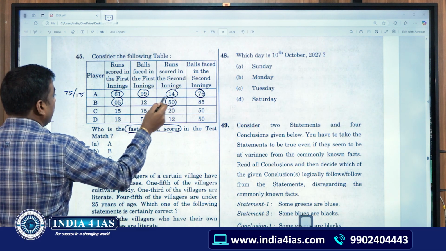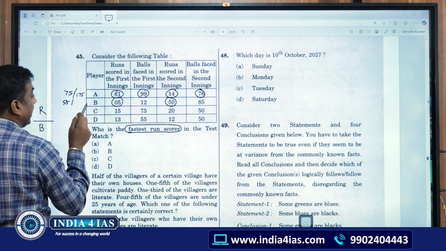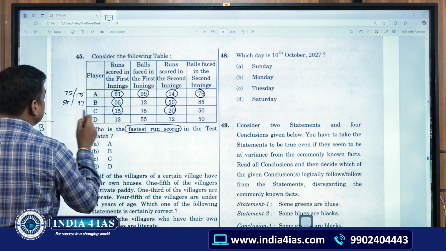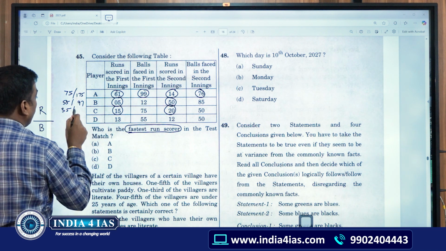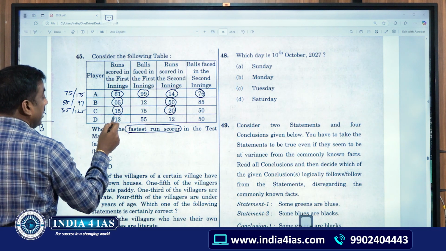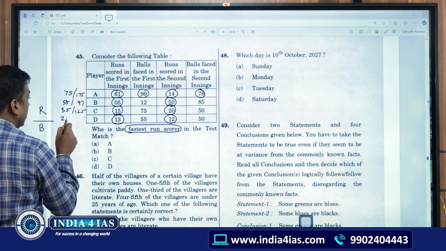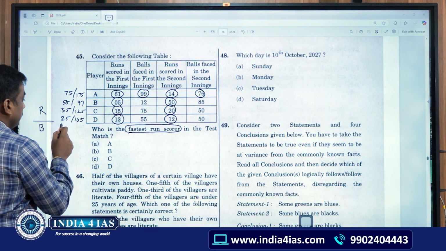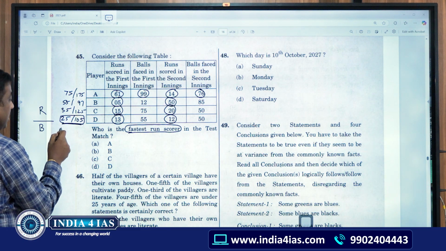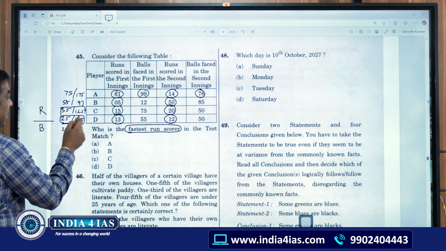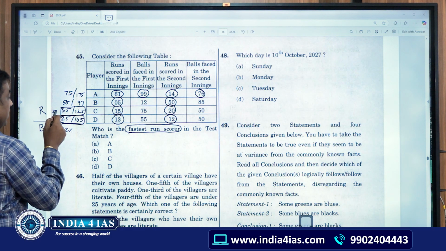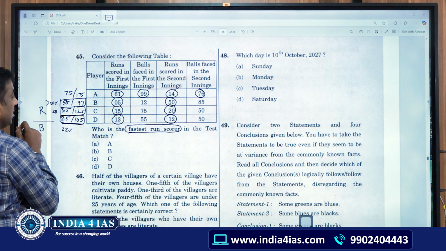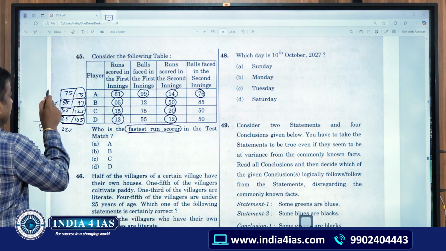B, 5 and 50, 55 divided by that is 97. Then 15 plus 20 is 35, 35 divided by 125. Then D, 13 plus 12 is 25, 25 divided by 105. If you look at this, 25 out of 105 is somewhere close to 22%. This is 35 out of 125, somewhere close to 28%. So here, this is more than 50%. This is more than 50%. If you check this one, it is less than 50%.